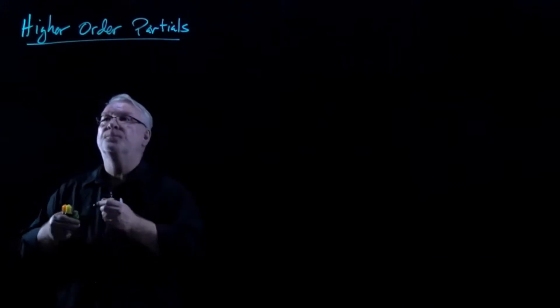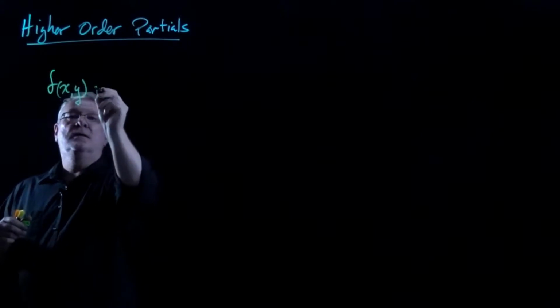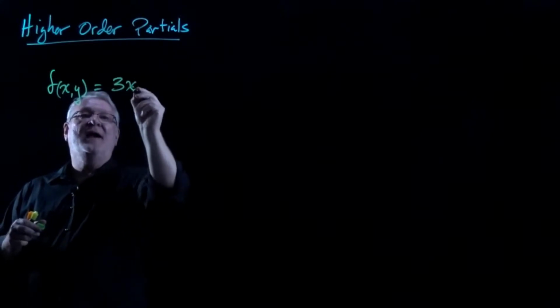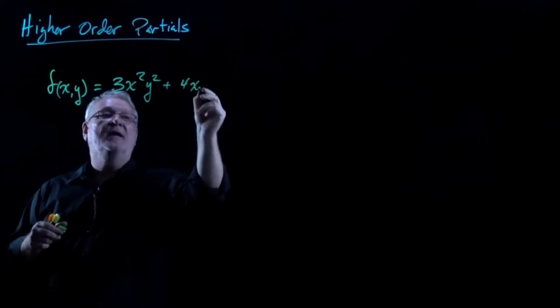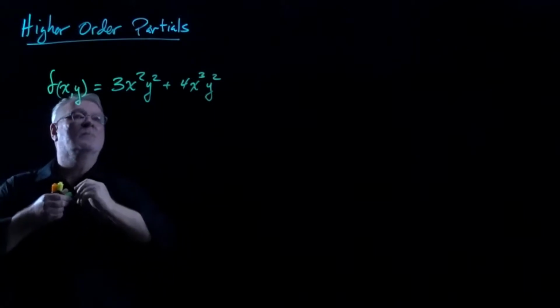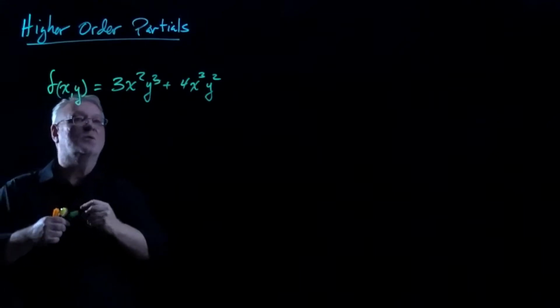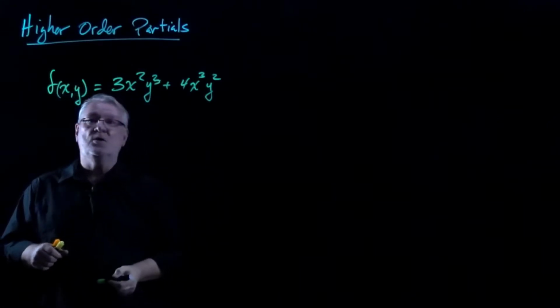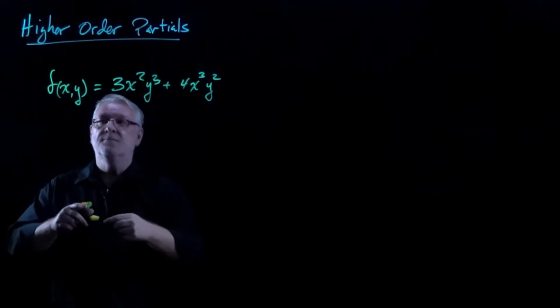Let me show you. Suppose we start with f of x y equal to 3x squared y cubed plus 4x cubed y squared. Let's make it y cubed in this one. So 3x squared y cubed plus 4x cubed y squared. Well, let's take a look at the first partials of these.